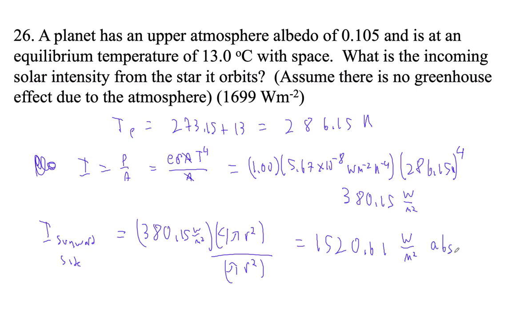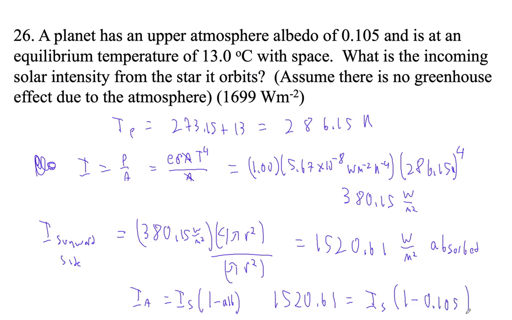Absorbed. This is absorbed. So now we've got to figure out what happened above the atmosphere, right? Okay, so we know that I absorbed is the I from the sun times 1 minus the albedo. Okay, so 1520.61 is the intensity from the sun times 1 minus 0.105. Is that what it is? Okay. So what I want to do is take the number on my calculator, divide by left parenthesis 1 minus 0.105 right parenthesis.